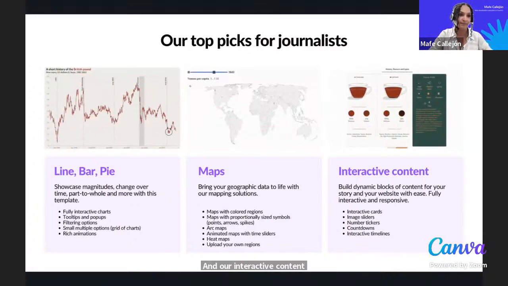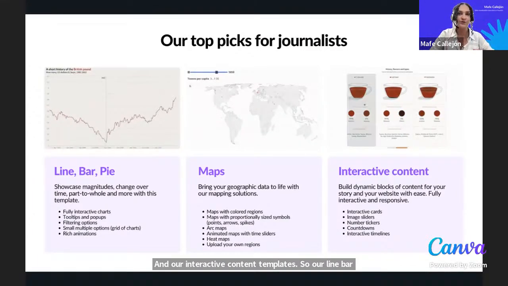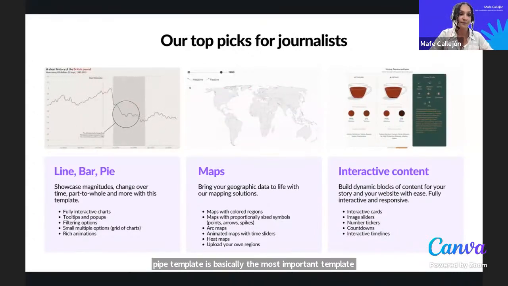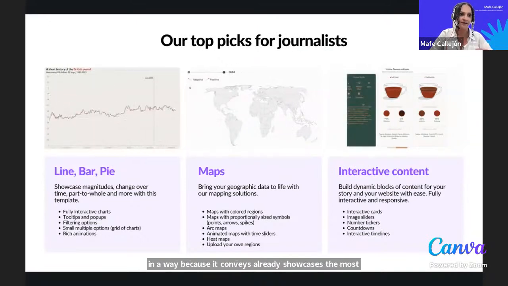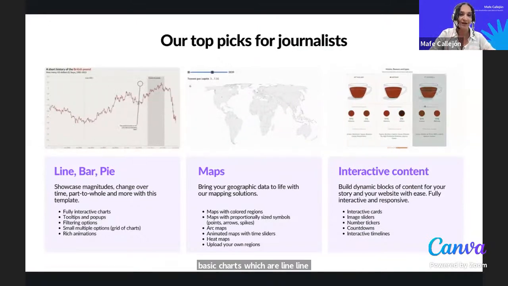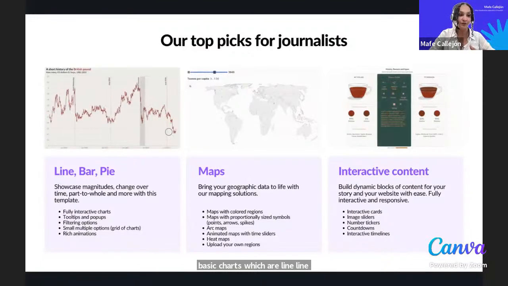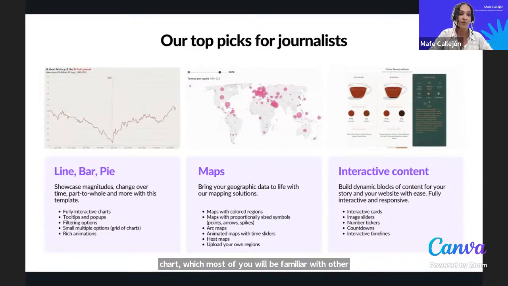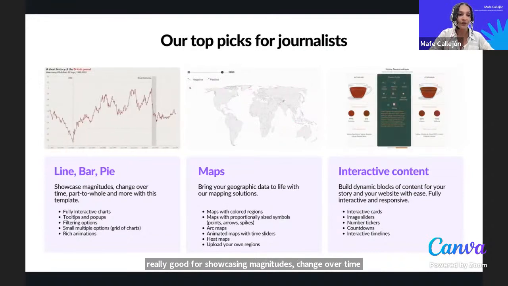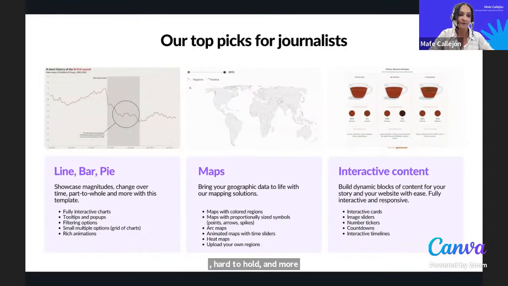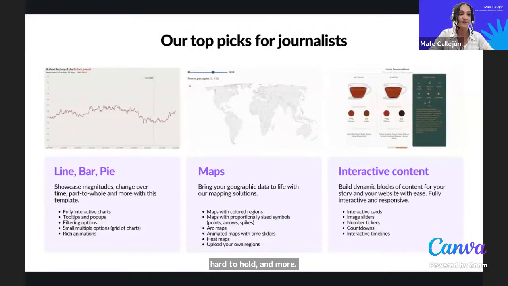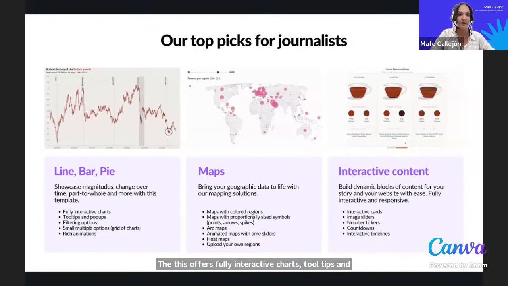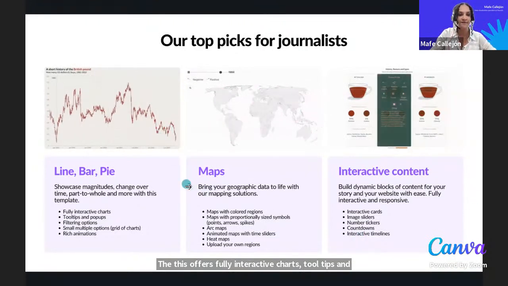So our line bar pie template is basically the most important template in a way, because it showcases the most basic charts, which are line chart, bar chart, and pie chart, which most of you will be familiar with. They're really good for showcasing magnitudes, change over time, part to whole, and more. This offers fully interactive charts, tooltips and pop-ups, filtering options, small multiple options or grid of charts, and rich animations, as you can see in this GIF.